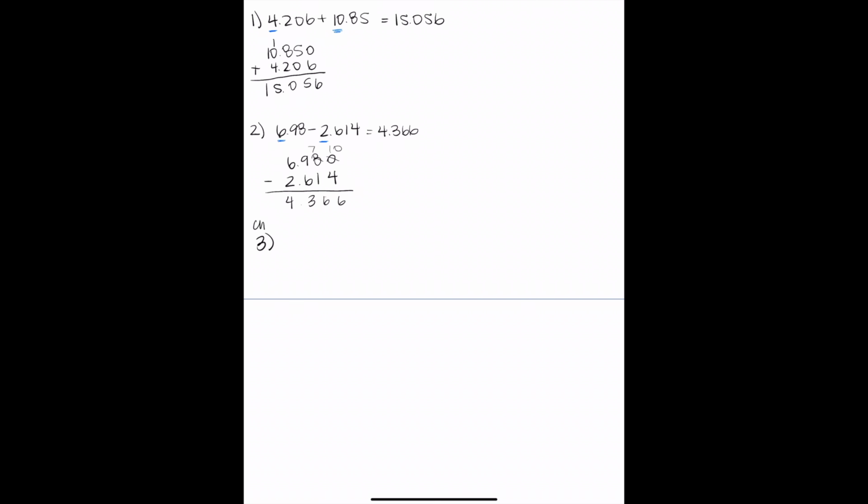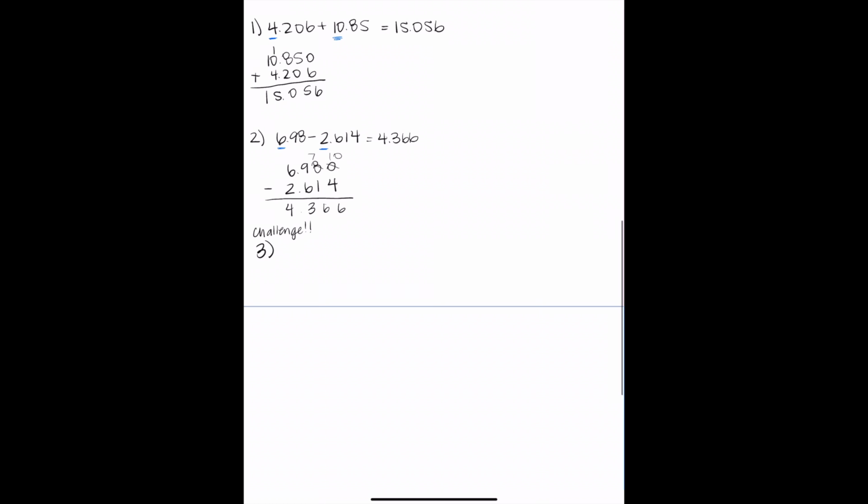Number 3 is going to be a challenge problem, and we're going to do 25.92 minus 18.478 plus 8.164. So we have a subtracting part and an adding part. We're going to start from left to right, so we'll subtract.